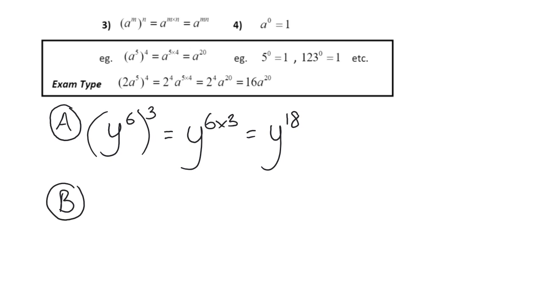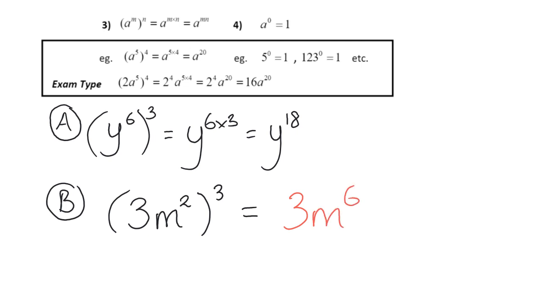What you're going to see more often is the exam type that I mentioned before. So if I have 3m to the power of 2 and the whole thing is to the power of 3, the common mistake would be to simply write 3m to the power of 6, and in that case you're just taking the 2 and the 3 and multiplying them together.